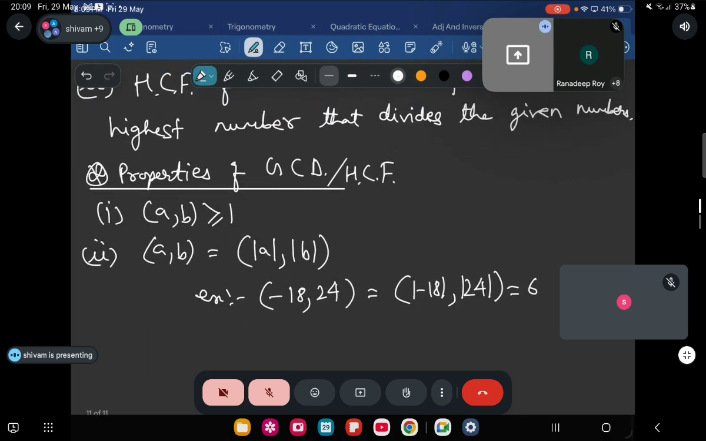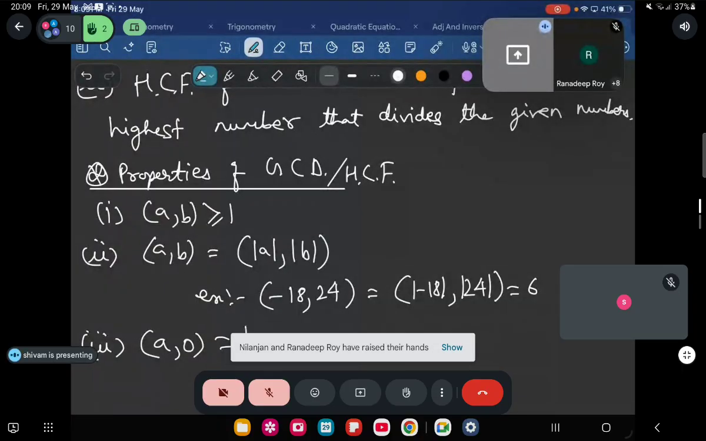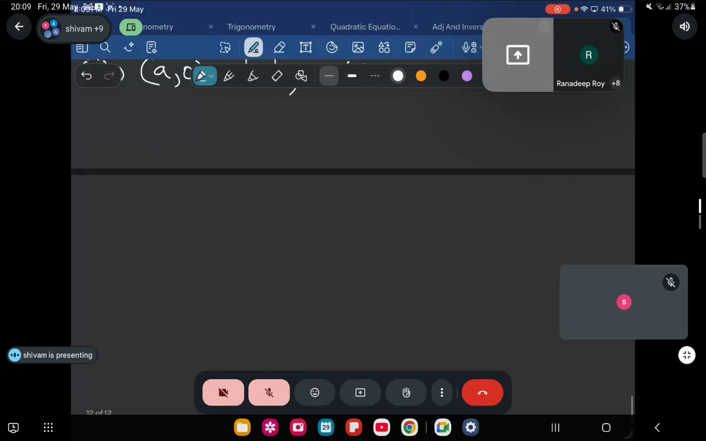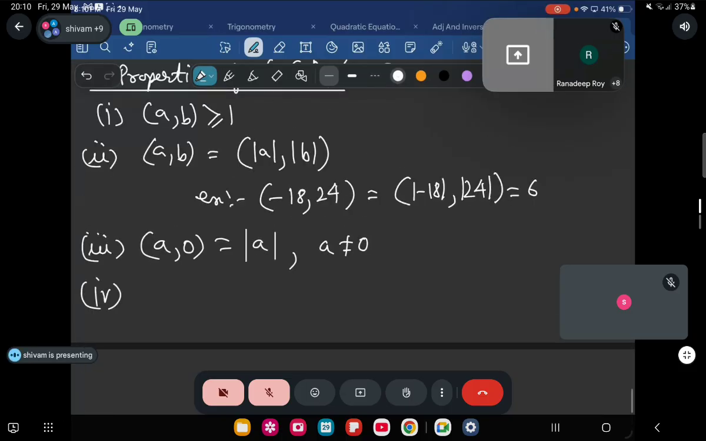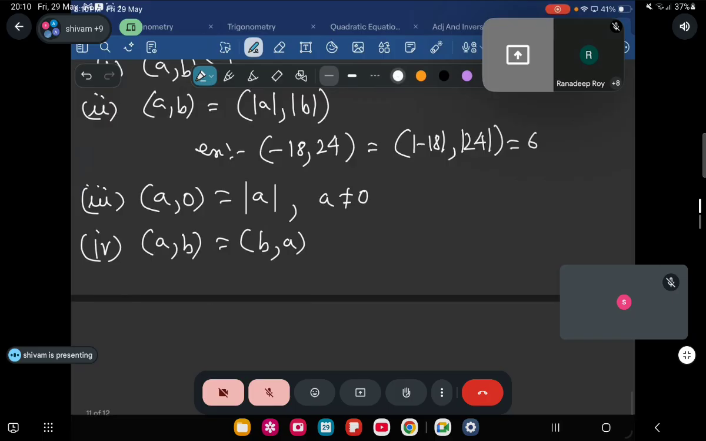Next, number 3. Can someone tell me what is the HCF of A comma 0? 0 divides both, so what is the HCF of A comma 0? Mod A. Yes. Remember, A should not be equal to 0. Number 4. HCF of A comma B is equal to HCF of B comma A. Remember.